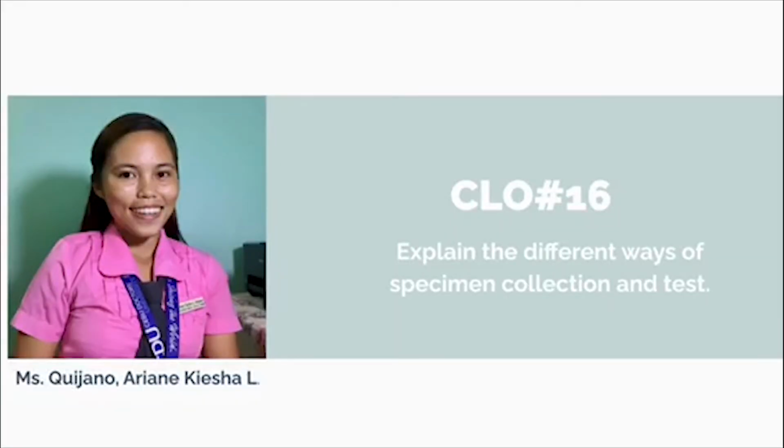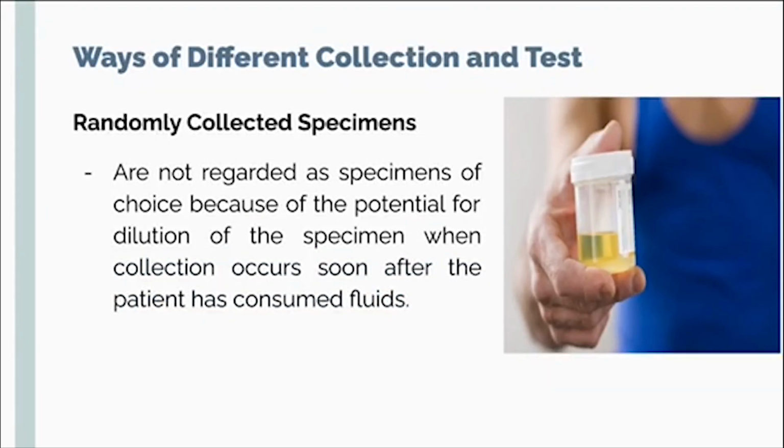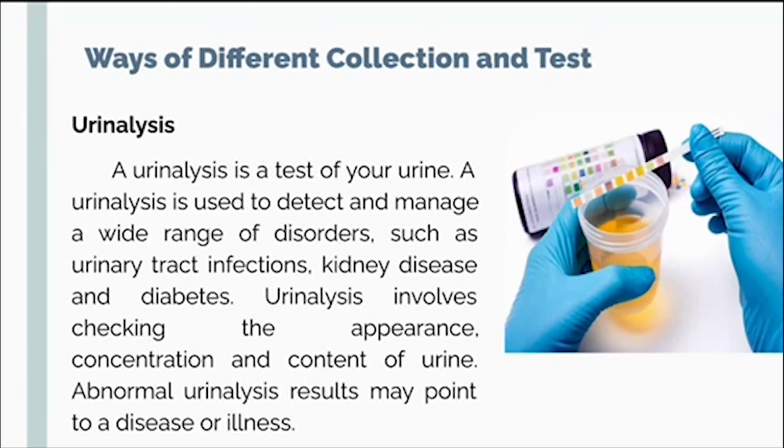CLO number 16. Explain the different ways of specimen collection and test. Randomly collected specimens. Specimens of choice because of potential dilution of specimens when collection occurs soon after the patient has consumed any fluids. Urinalysis. This is a test for your urine, used to detect and manage a wide range of disorders such as urinary tract infection, kidney disease, and diabetes.